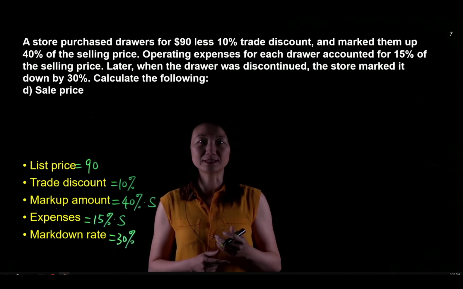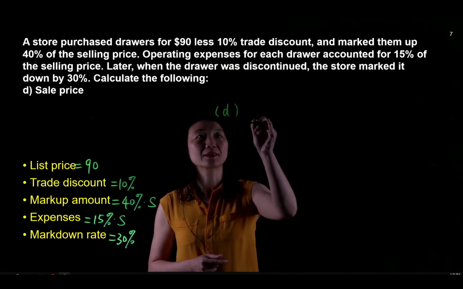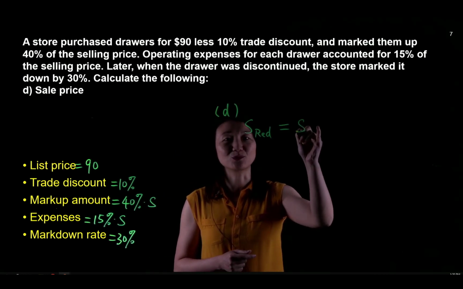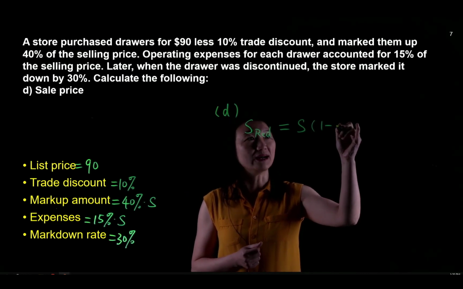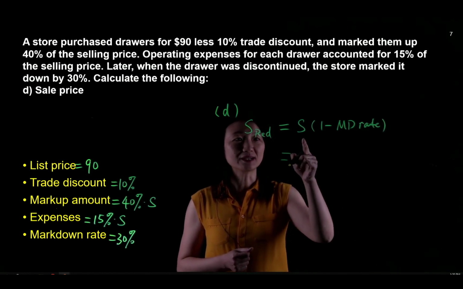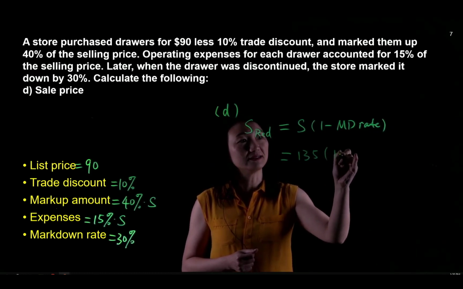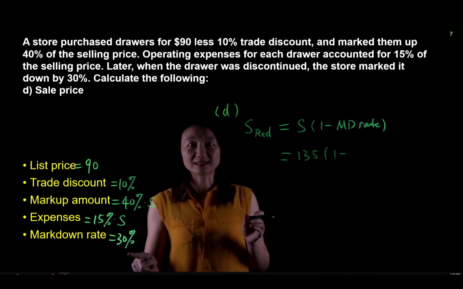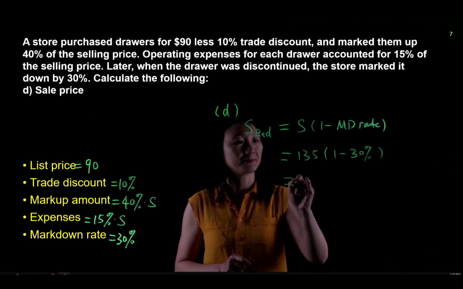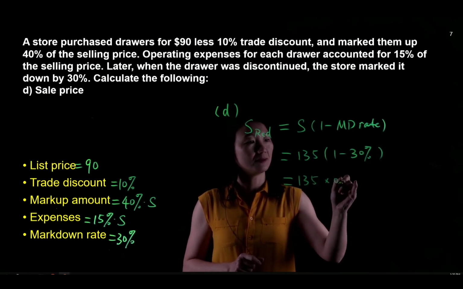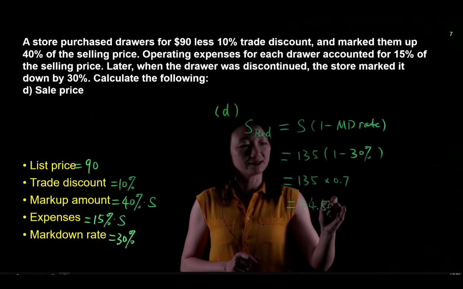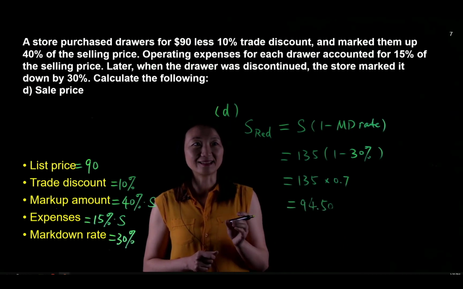Next, we're going to look for the sale price. Sale price is also the reduced price. It is the regular price times 1 take away the markdown rate. The regular price is $135, and during the sale, it was marked down 30%. So markdown rate, 30%. 135 times 0.7 gives us $94.50, and that is the sale price.